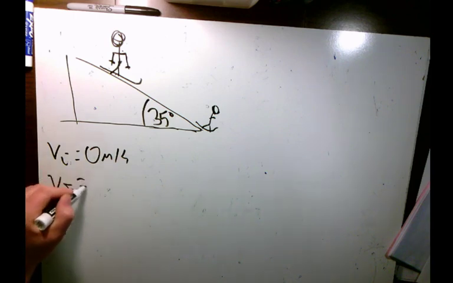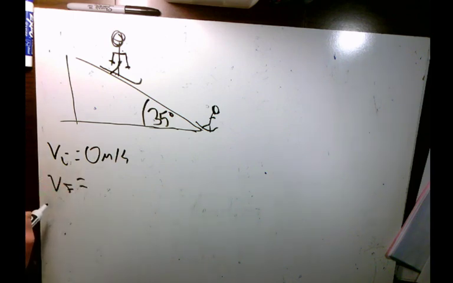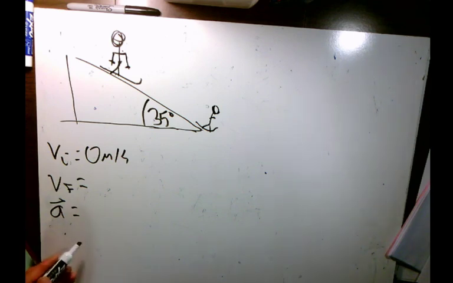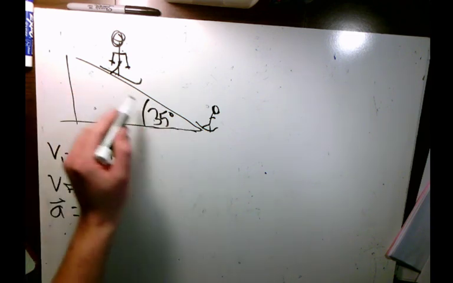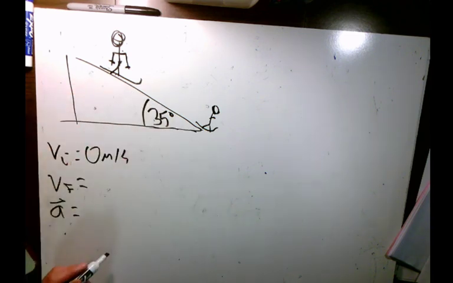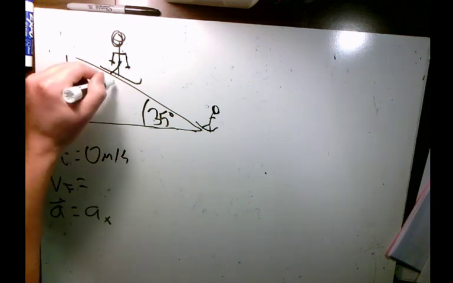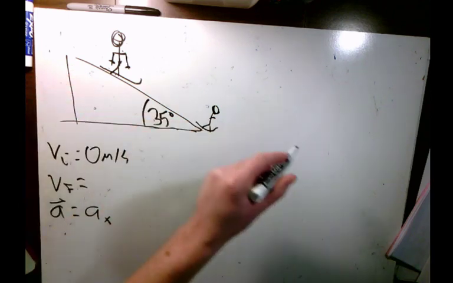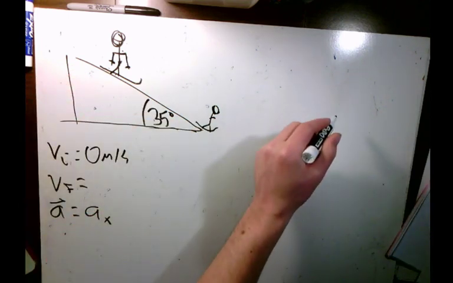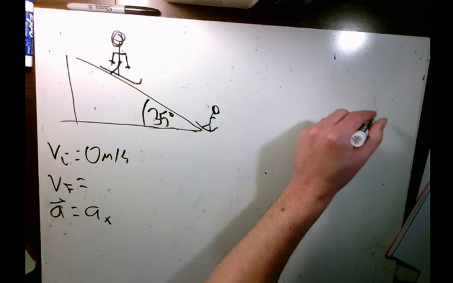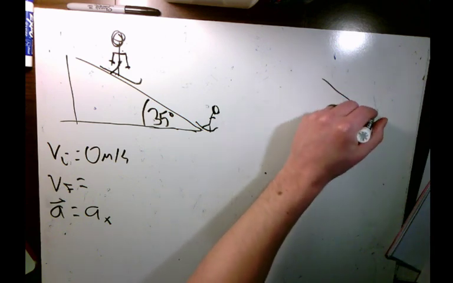The final speed we don't know. Acceleration, right? We can break down the force of gravity and find the acceleration that's in the same direction as our displacement, so that would be the acceleration in the x direction. He's not accelerating up or down. Okay, so over here, I'm going to break up his force of gravity. So we have our skier.